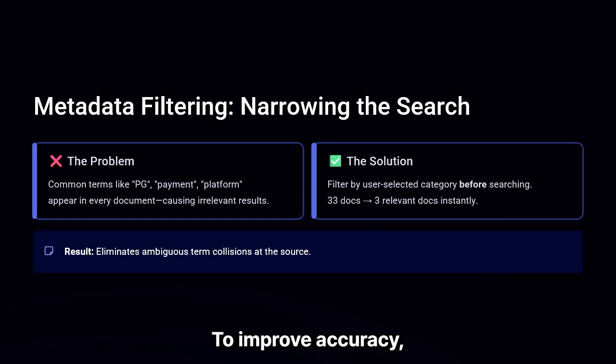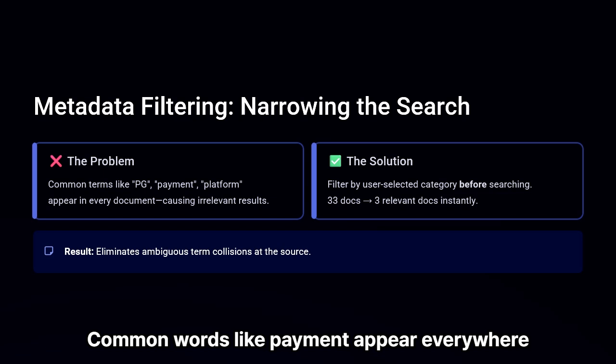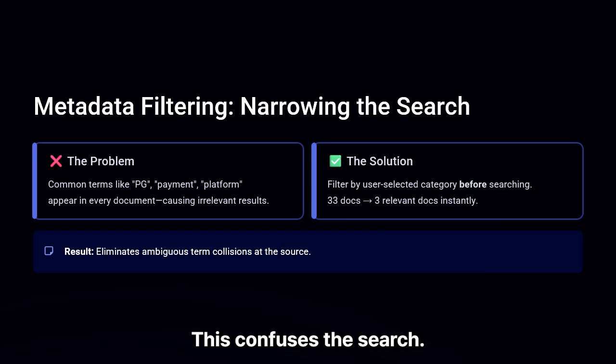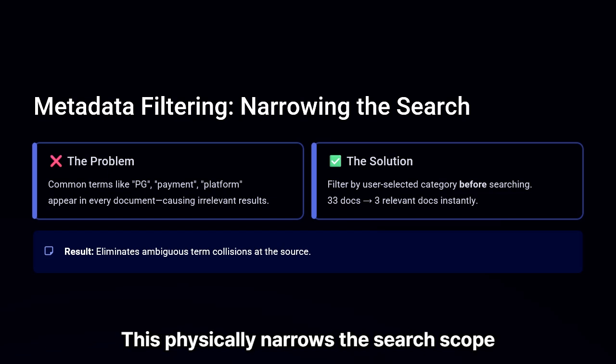To improve accuracy, I added metadata filtering. Common words like payments appear everywhere. This confuses the search, so I force users to select a category. This physically narrows the search scope.